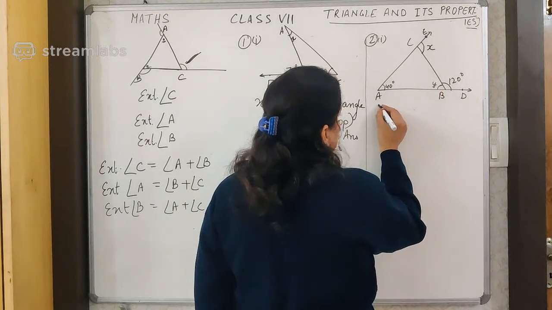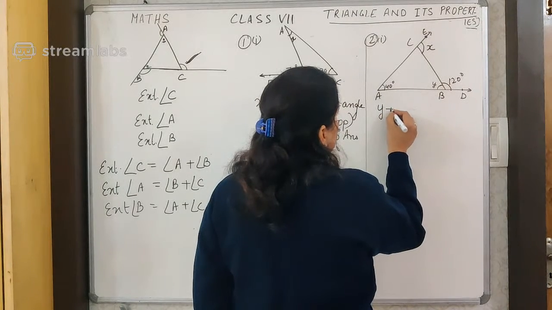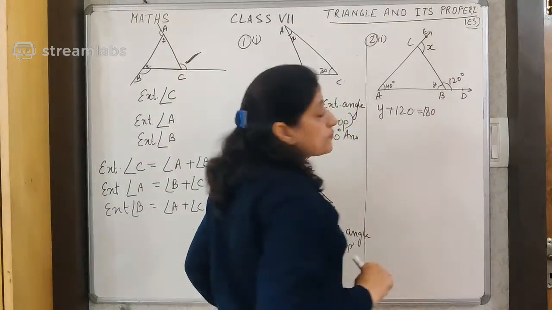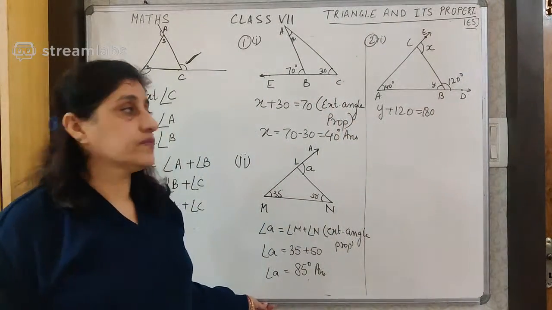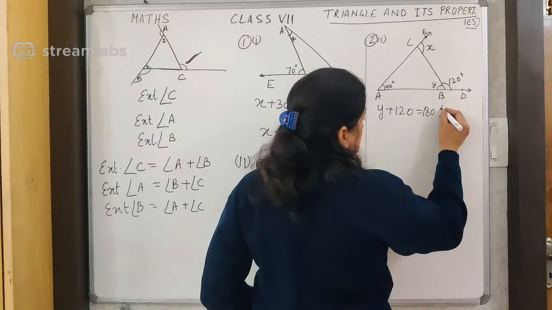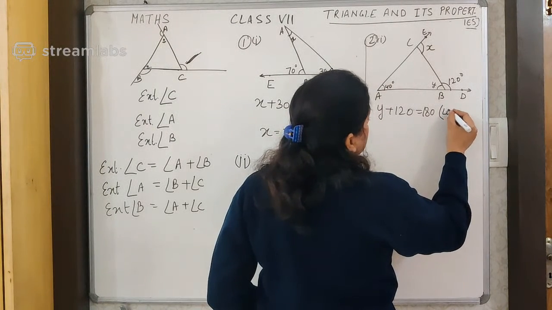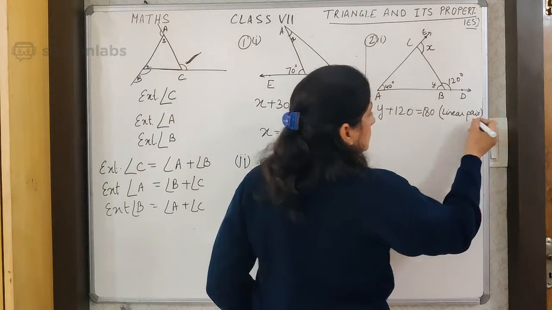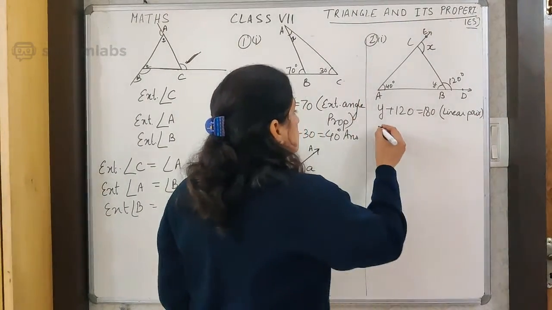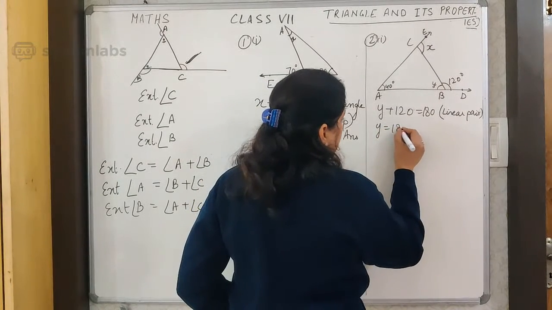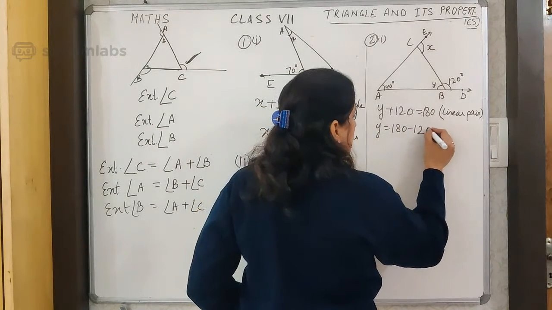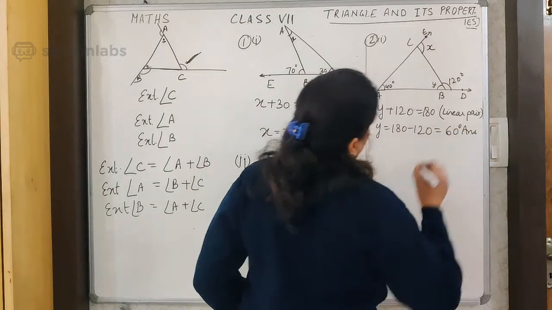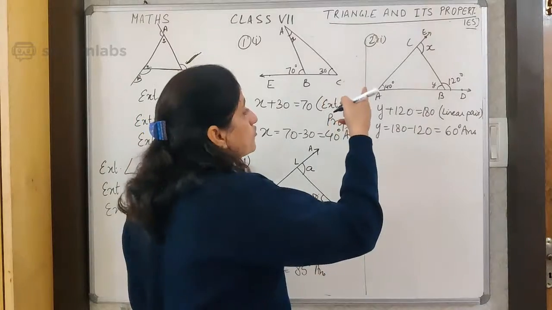Okay, so I write over here Y plus 120 is equal to 180. What is the property, children? This property is linear pair. This is forming a linear pair. Alright. So I get Y is equal to 180 minus 120 is equal to 60 degrees. Right. Now I have to find X.